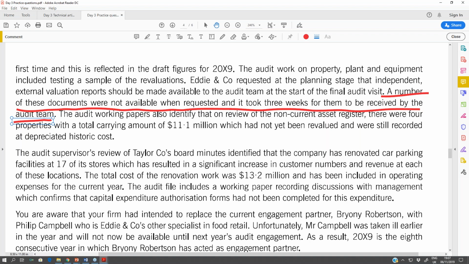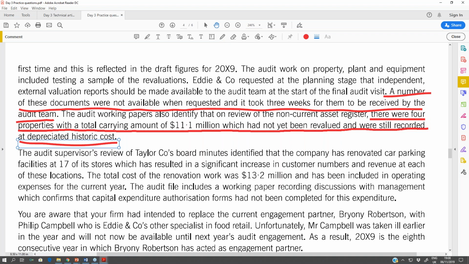The audit working paper also identified that on a review of the non-current asset register, there were four properties with a total carrying amount of 11.1 million, which had not yet been revalued and were still recorded at the depreciated historic cost. Is this the wrong accounting treatment? Because when we revalue the class of asset, so when I was revaluing my properties, should I revalue every property? Do everyone recognize this accounting rule?